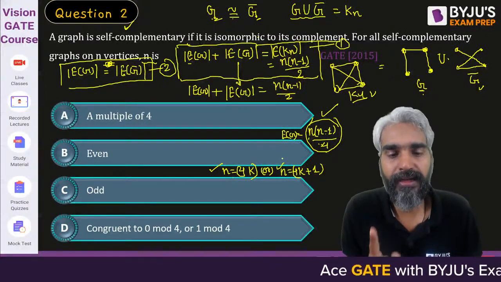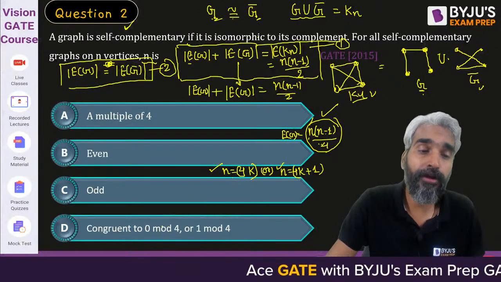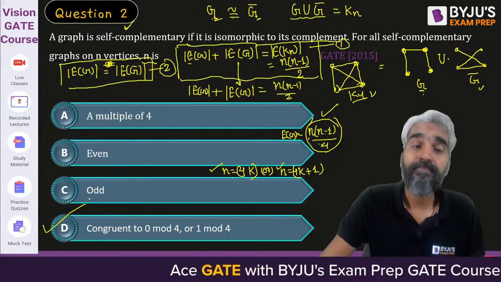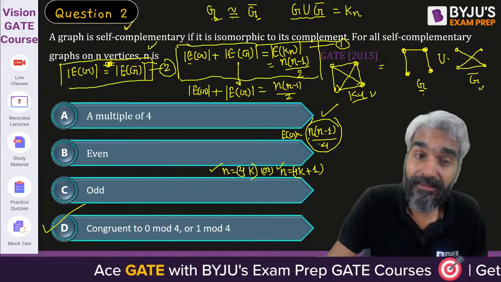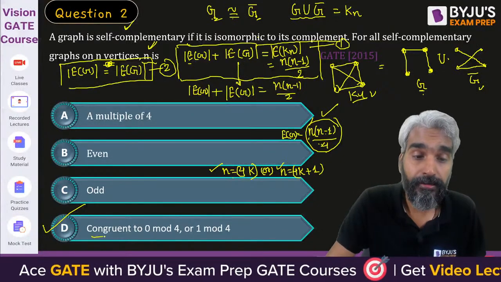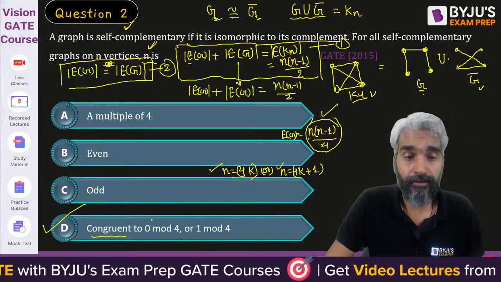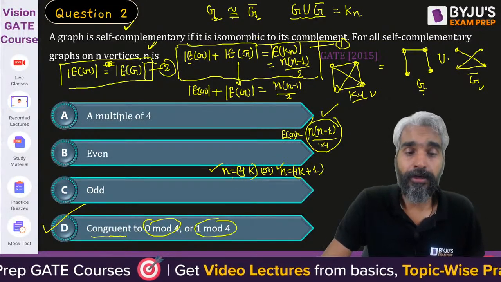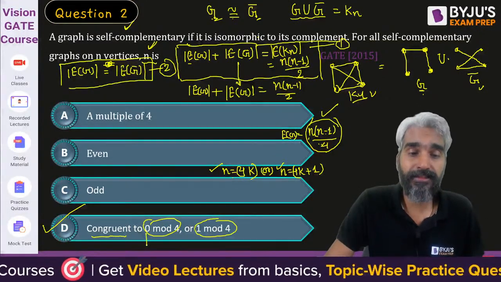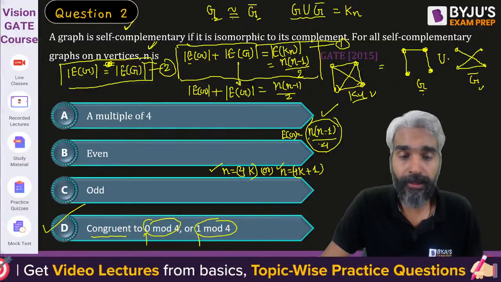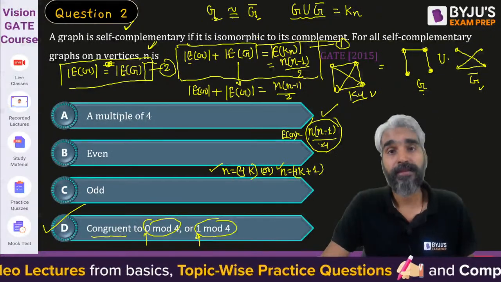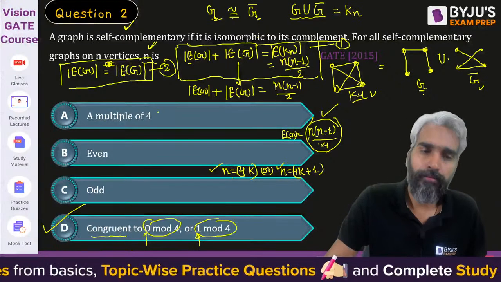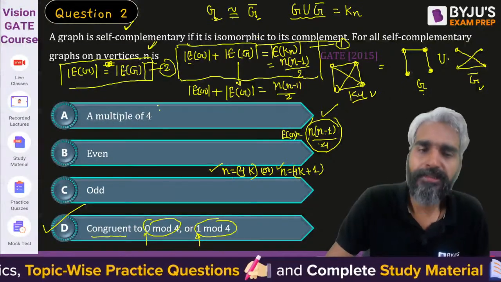The remainder will be either 0 or 1. And that's what is being defined by this option D, that the number of vertices, that is the value of n, is congruent to 0 mod 4 or 1 mod 4. That is, on dividing by 4, the remainder will either be 0, or the remainder will be 1. Clear?